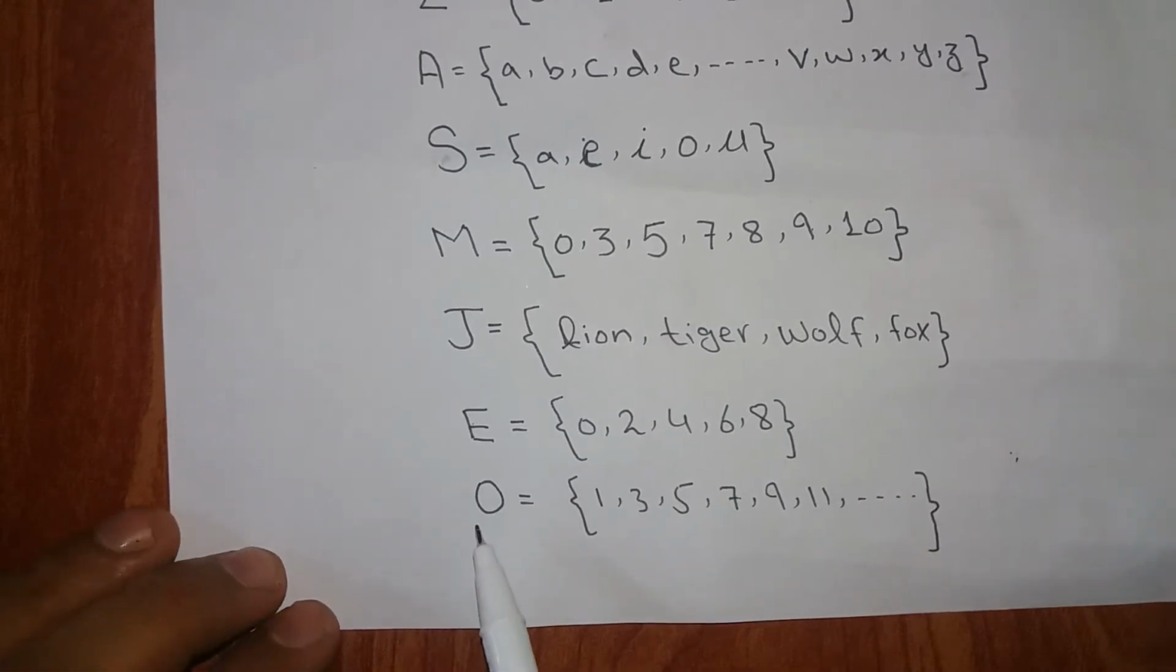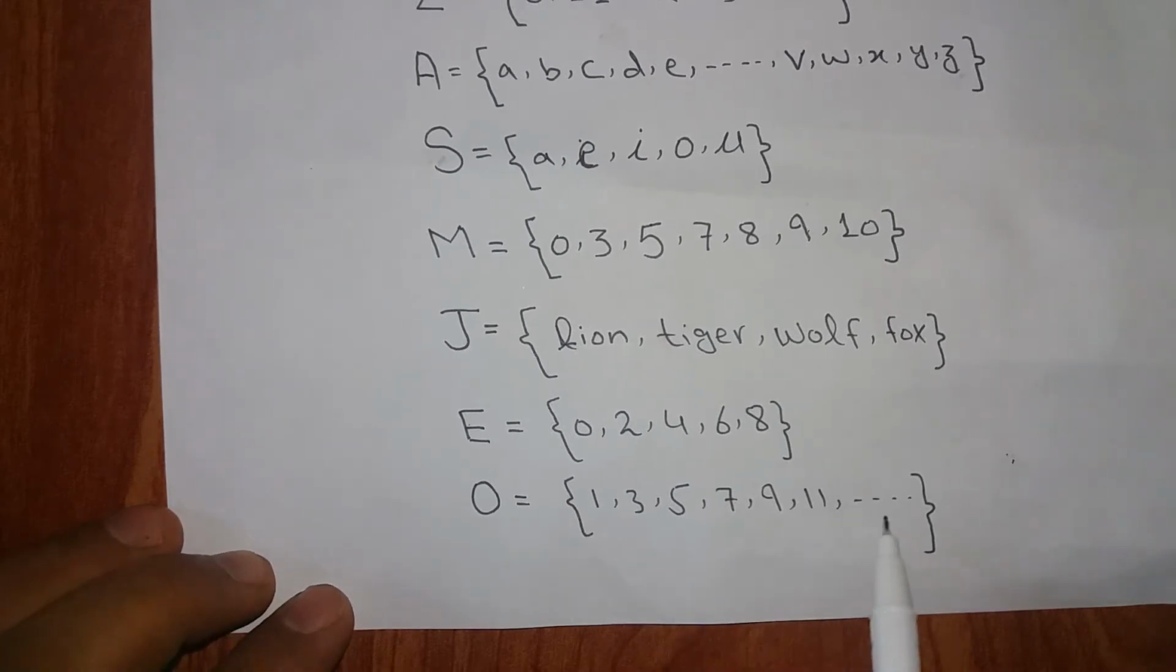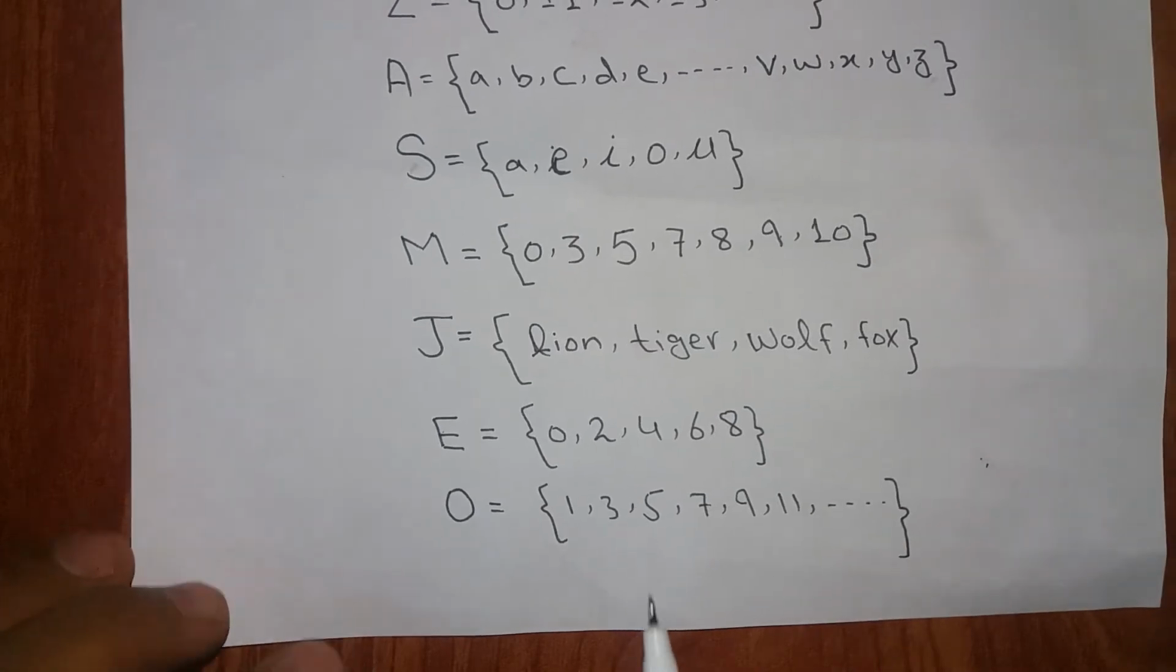And here's the last example. O = {1, 3, 5, 7, 9, 11, and so on}. This is set of odd numbers. They are going up to infinity. It is an infinite set.